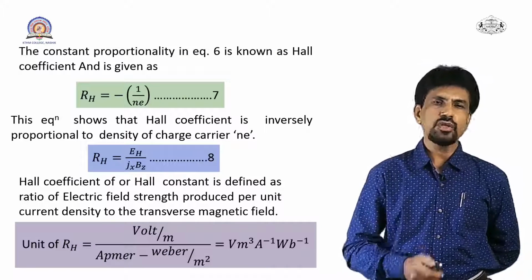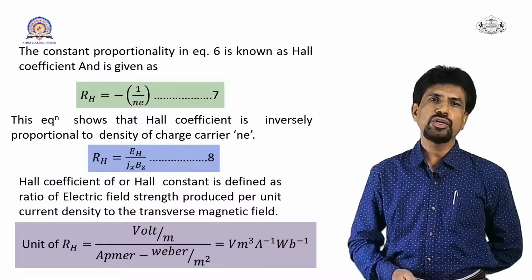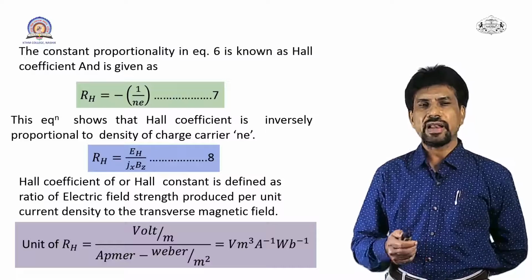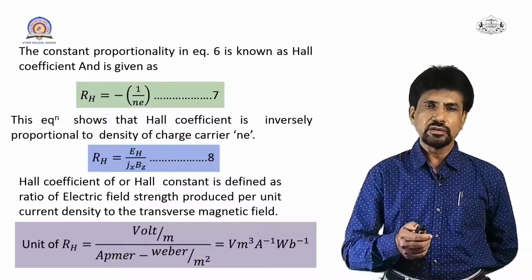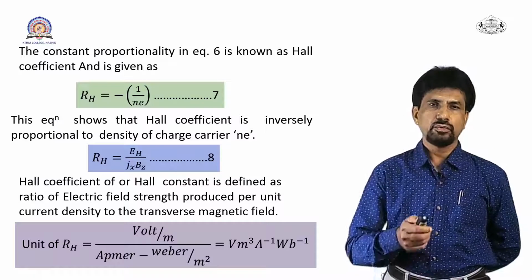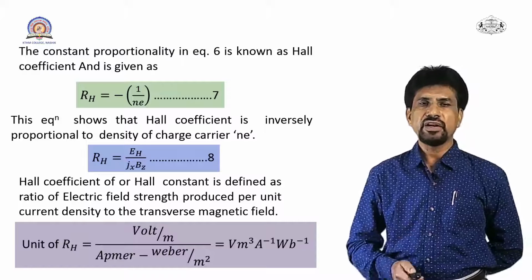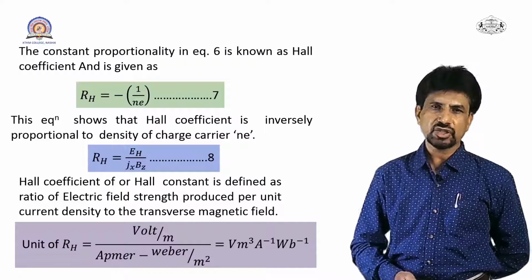The unit of the Hall coefficient we can write by taking the units of the magnetic field, the electric field and the current density. The unit of the electric field is volt per meter. The current density is in terms of ampere, and the magnetic field has the unit Weber per meter square.